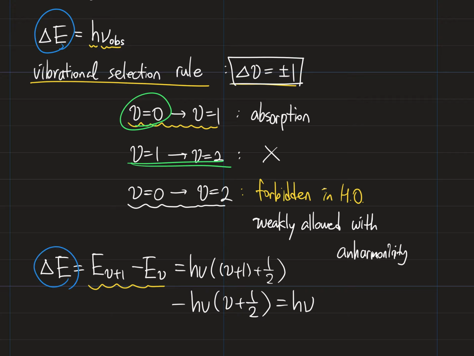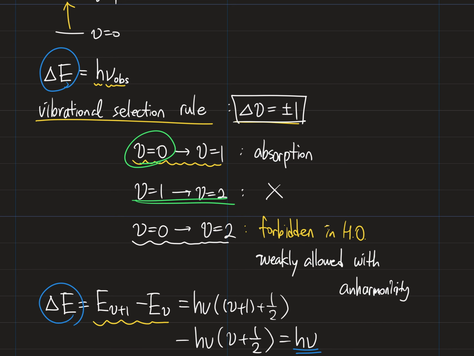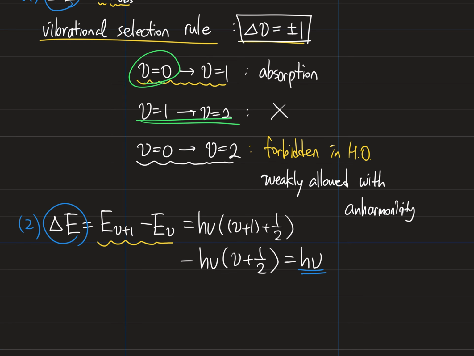The second equation for the energy difference is from the allowed energy levels of the harmonic oscillator, and the first expression is from Bohr's resonance condition. So we can say that they are the same expression: delta E should be equal to the photon's energy, which is h nu. That means photons with a frequency exactly the same as the molecule's vibrational frequency can vibrationally excite the molecule.